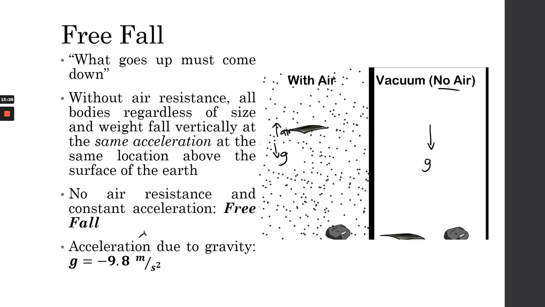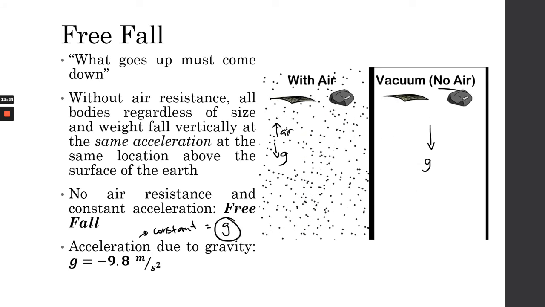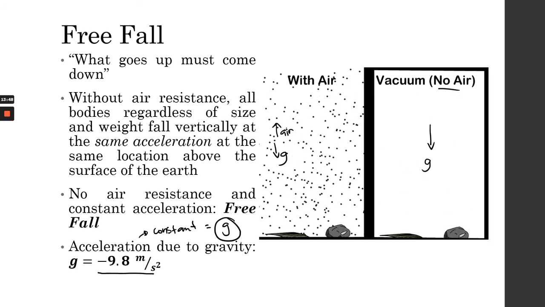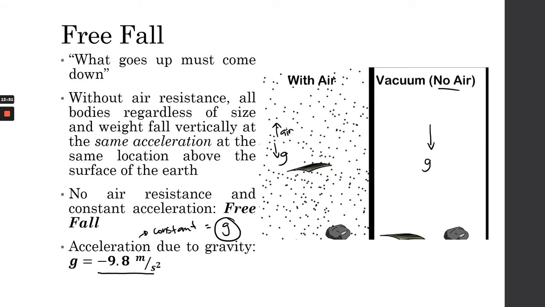And this is constant. This is unchanging. This acceleration due to gravity, we usually denote with g, and most especially as negative g, because the acceleration due to gravity always has a negative sign. That is because acceleration has direction, and the direction of the acceleration due to gravity is downwards. So we always use a negative sign to denote g, or acceleration due to gravity.